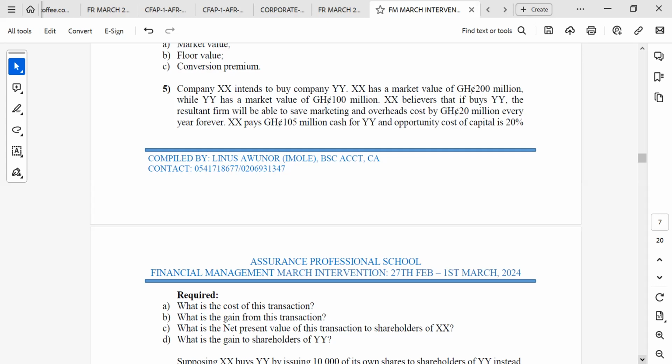What is the cost of this transaction? The cost of the transaction will always be for the buyer. Who is buying? What is the value of the company that they are buying? 100 million. How much are they paying? 105 million. So how much are they paying in excess? 5 million. That is the cost. So the cost will always be the excess amount that the buyer is paying for the shares or the value of the seller.